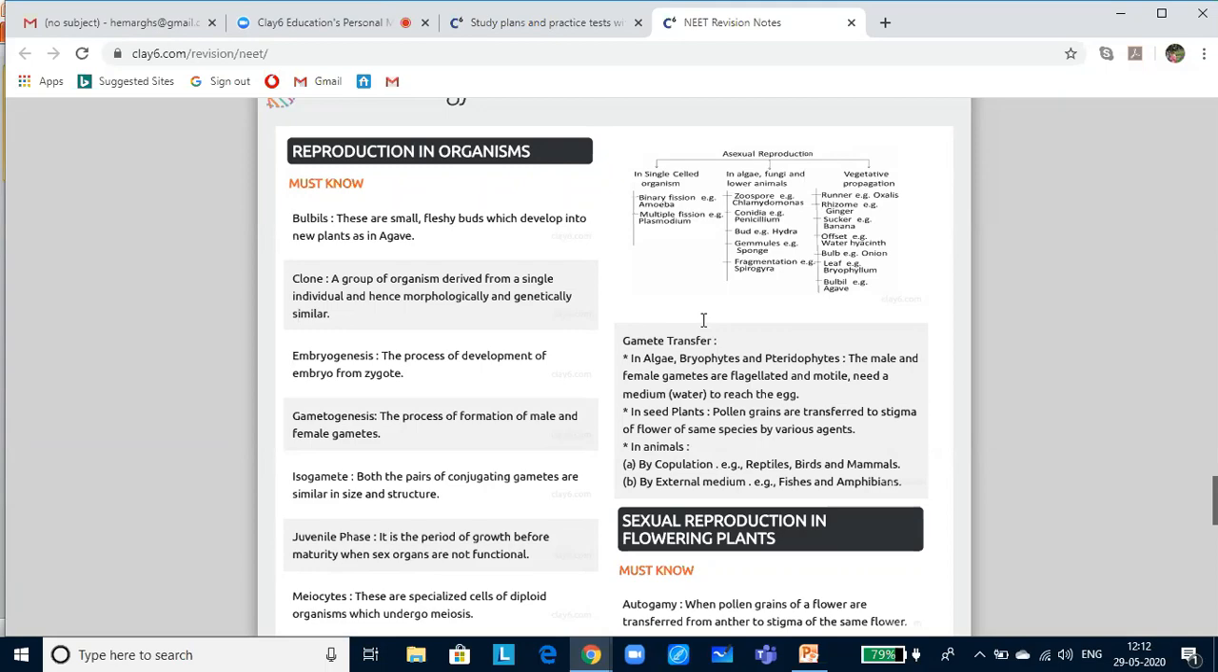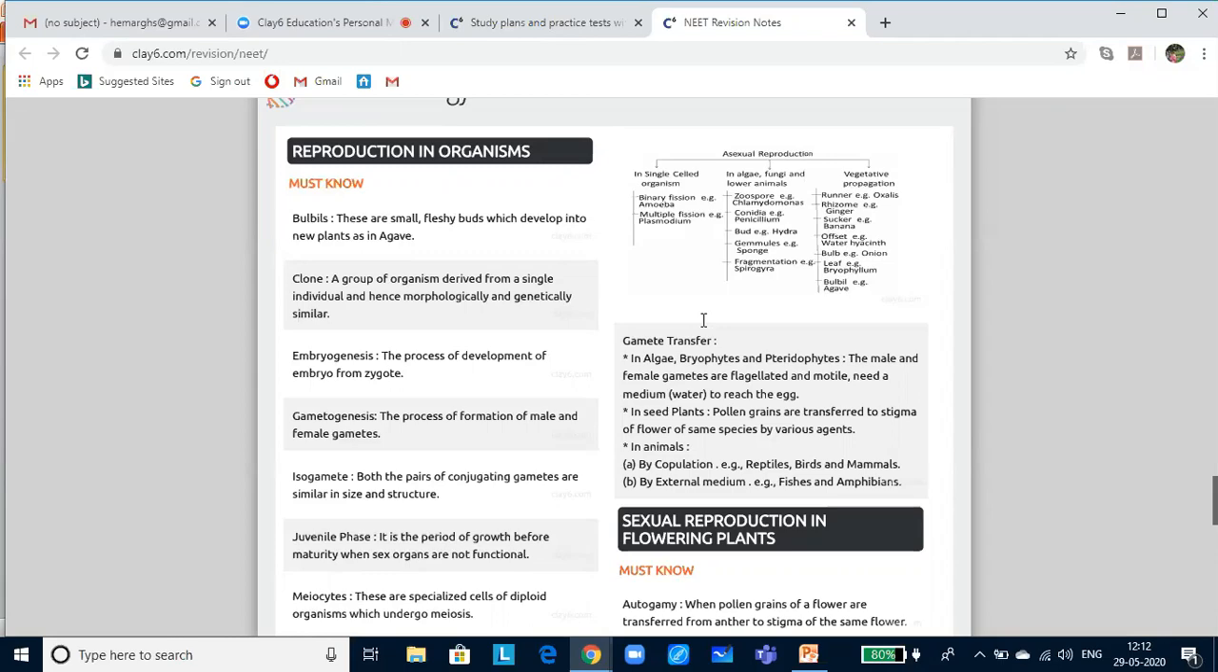Now let us get back to reproduction in organisms. Reproduction is a process by which an organism produces young individuals of its own kind. It thus maintains the continuity of the species. Now, lifespan is the period spanning from birth to the natural death of an organism.